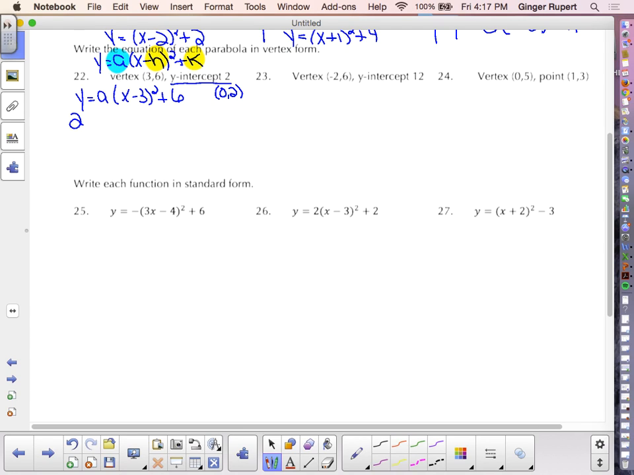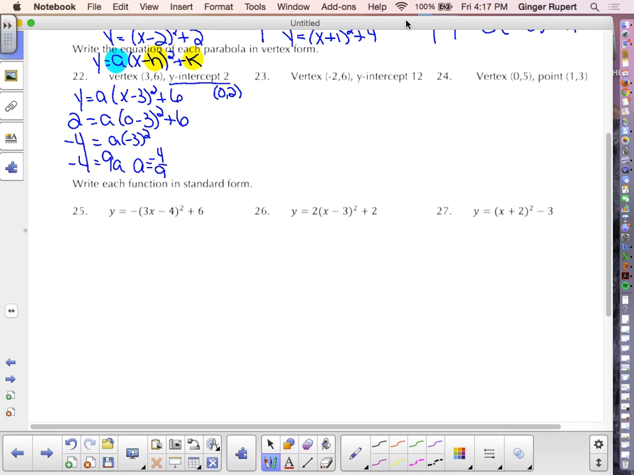So I have 2 is equal to a times (0 minus 3) squared plus 6. Subtracting the 6, I'm going to get negative 4 is equal to a times negative 3 squared, which is going to be 9. So negative 4 is equal to 9a. So a is equal to negative 4/9. Once I have the value of a, I can go ahead and write that equation in vertex form.